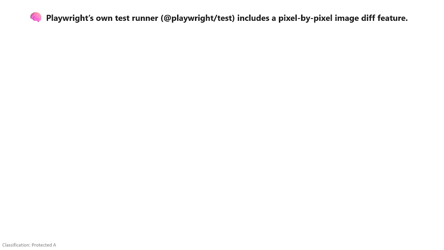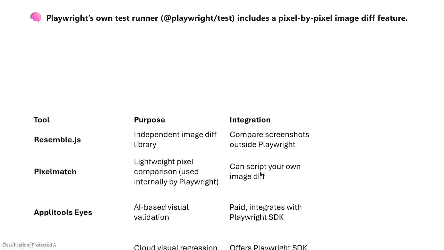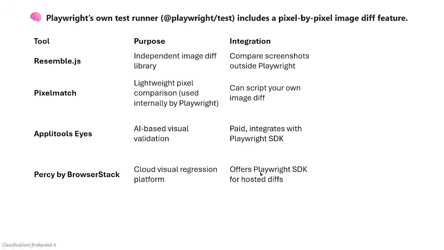Playwright test runner includes a pixel by pixel image difference feature. Here is a list of other tools you can use with Playwright to compare two screenshots. Here is the tool name. Here is the purpose. Here is the integration.